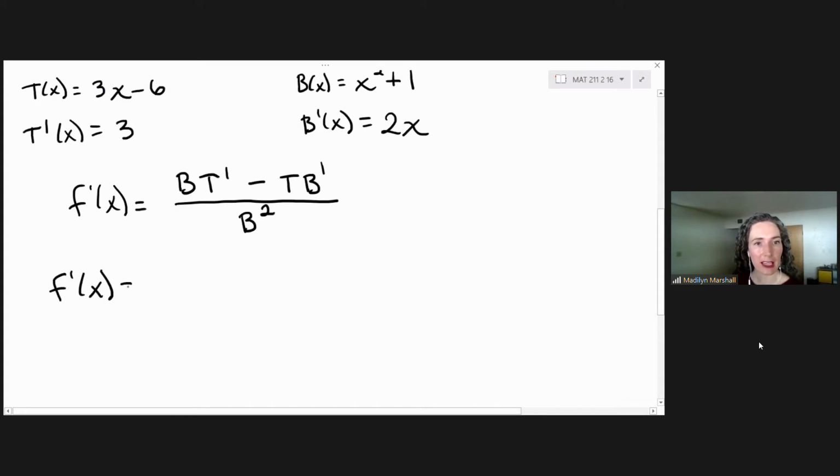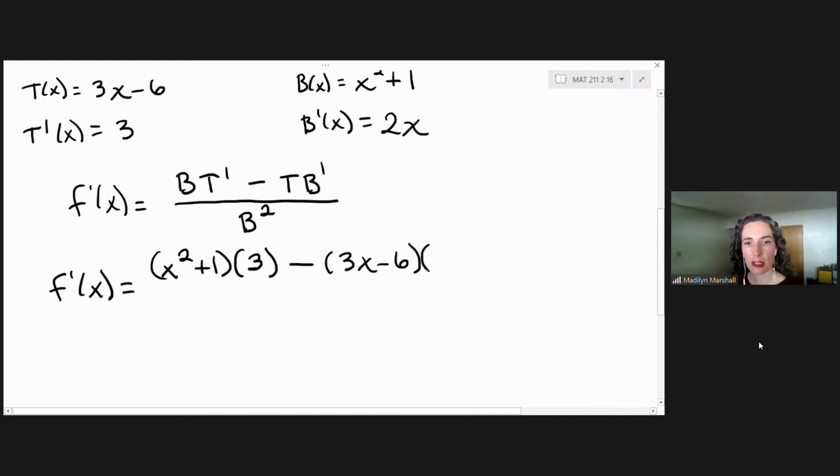So we have f prime of x equals the bottom, that was x squared plus 1, times the derivative of the top, 3, minus the top, 3x minus 6, times the derivative of the bottom, 2x. And that's all over the bottom squared. So that was x squared plus 1, squared.